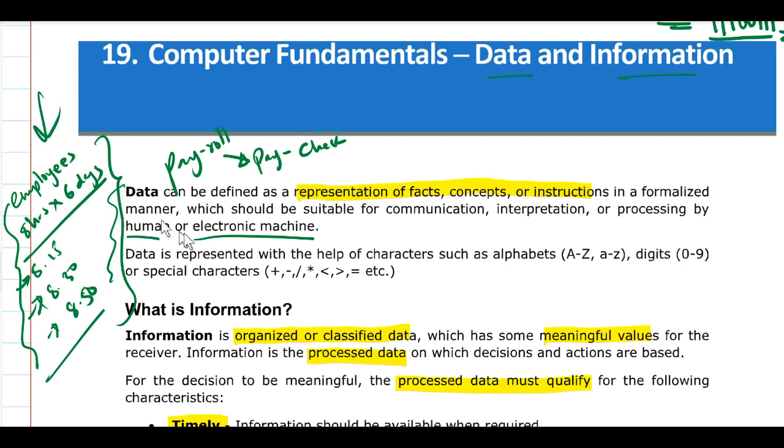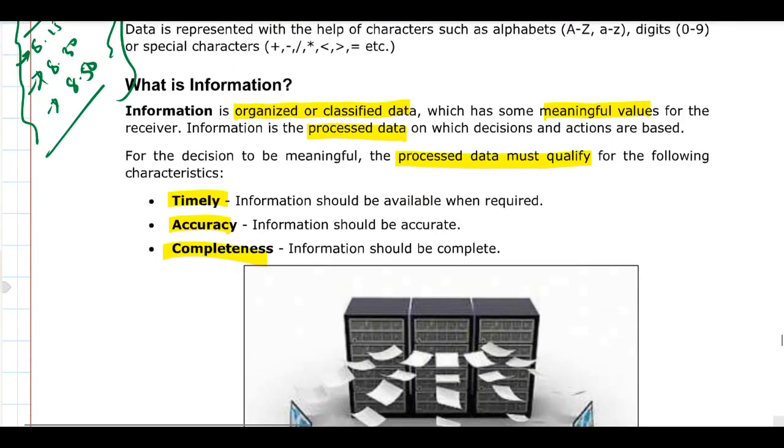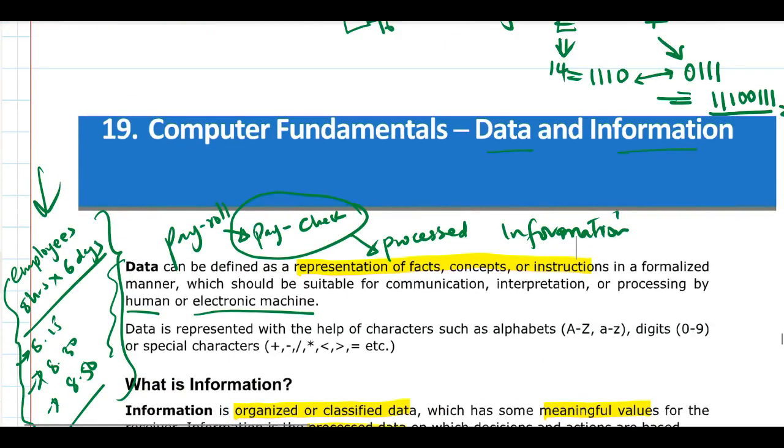So this is data, a representation of facts, concepts, or instructions. But when I process the data and produce the paycheck, this will be processed information, and that processed information is what we refer to as information, because you have to be able to distinguish between data and information. Information is organized or classified data. When you use data to produce something meaningful that can be used for a particular purpose, that is what is called information. But data is raw facts.